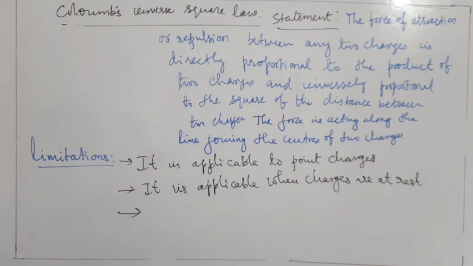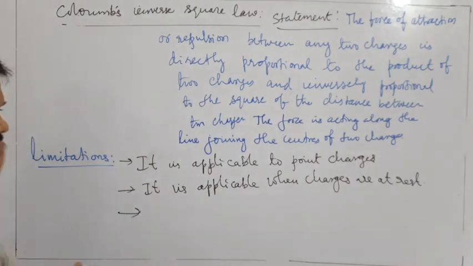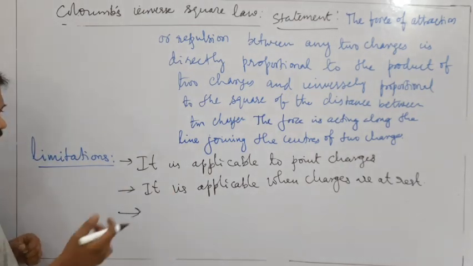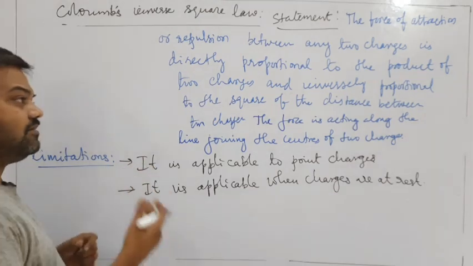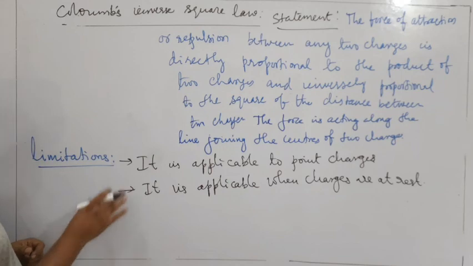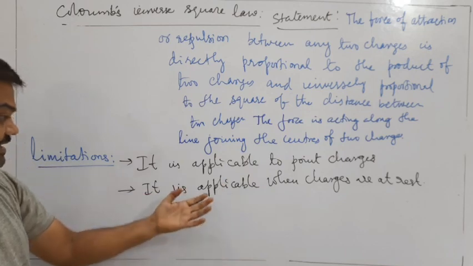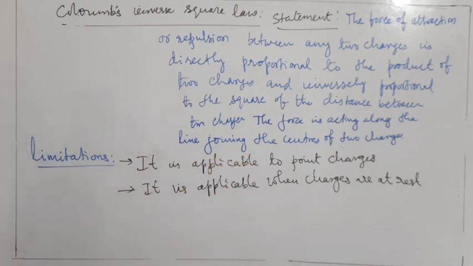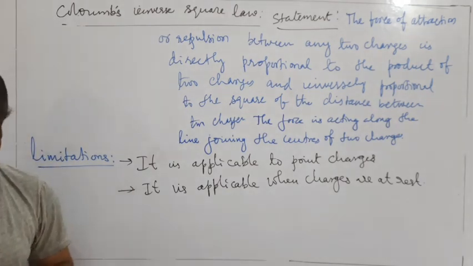And finally here, the force between two charges is the electrostatic force, and the electrostatic force is a conservative force. That is also one of the applications here. We need not write it, you just have to remember it. What conservative means we will discuss in the next class, but only these are the two applications here. It is applicable only to point charges, and when the charges are at rest. Okay, this is Coulomb's inverse square law. First you write all the things.